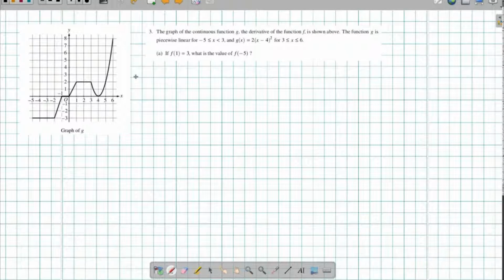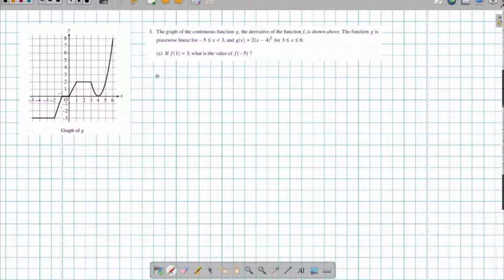And on to problem 3. Problem 3 says the graph of the continuous function g, the derivative of the function f, is shown above. The function g is piecewise linear for negative 5 less than or equal to x less than 3, and g of x equals 2 times the quantity x minus 4 squared for 3 less than or equal to x less than or equal to 6. And part A says that if f of 1 is 3, then what's the value of f of negative 5?